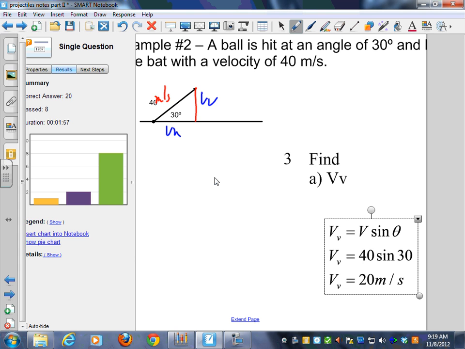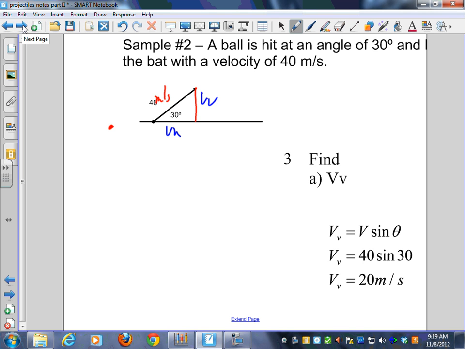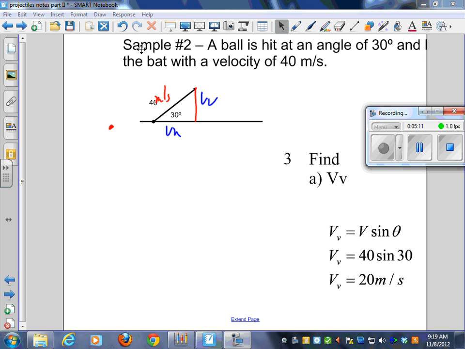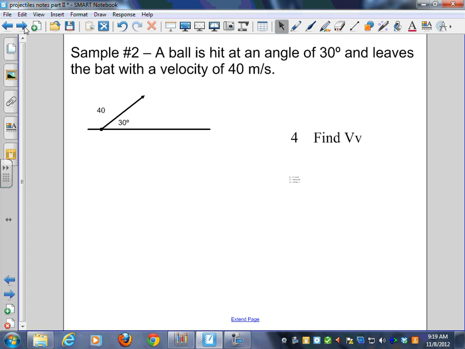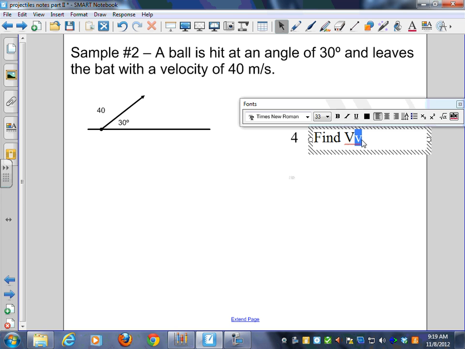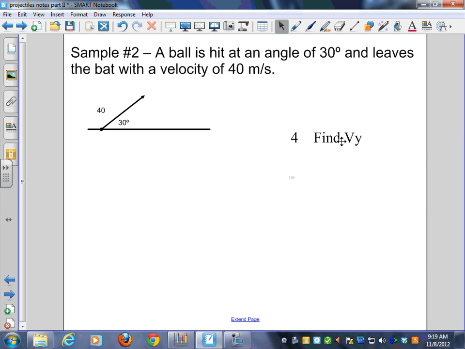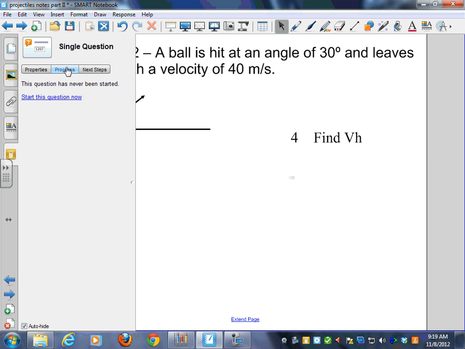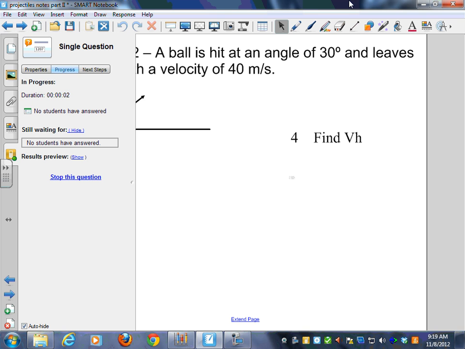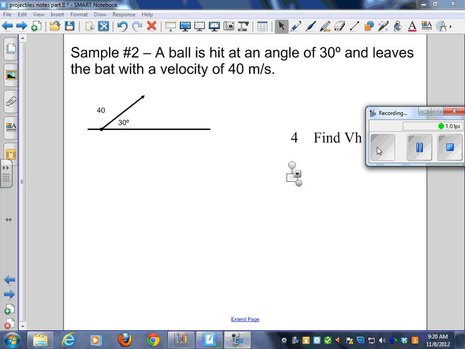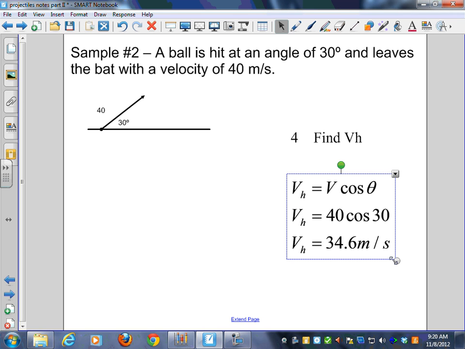Guess what's coming up next? What do you think? Could it possibly be the horizontal? Tell me what the horizontal speed is. Maybe you've got it already figured out. Parker got 34.6. Yeah, it says V cos theta, 40 cos 30, 34.6.